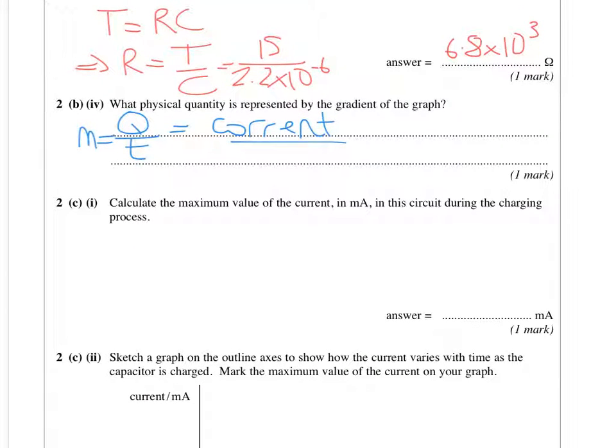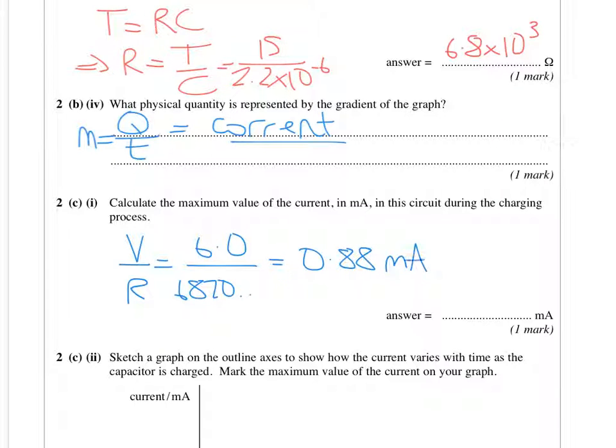Okay, so the maximum value of current in the circuit during the charging process. The maximum current will be when the whole potential difference is across the resistor, so it's going to be 6.0 divided by the unrounded version of this, which is like 6.820 and so on, and we put that in and do the calculation. You should get 0.88 milliamps.